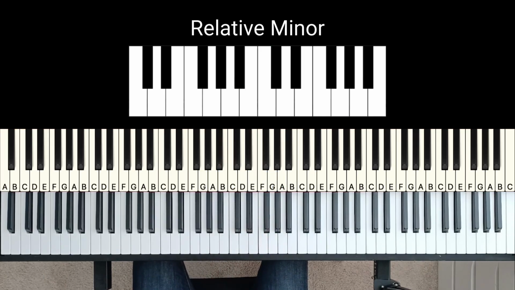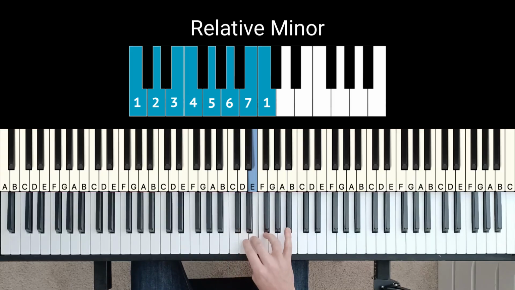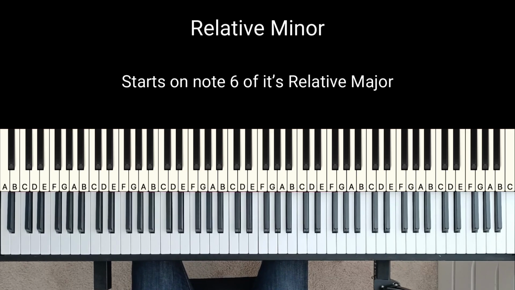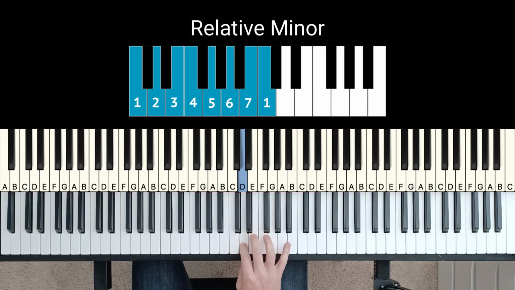And then you have a relative minor scale. So for every major scale, there is a minor scale that uses the exact same set of notes. So if you play a C major scale, and now play an A minor scale, you can see that they use the same notes. You're just starting on a different note. So the relative minor scale will start on the 6th note of its relative major scale. So in the key of C, 1, 2, 3, 4, 5, 6. So that is your starting point for your relative minor scale in the key of A.